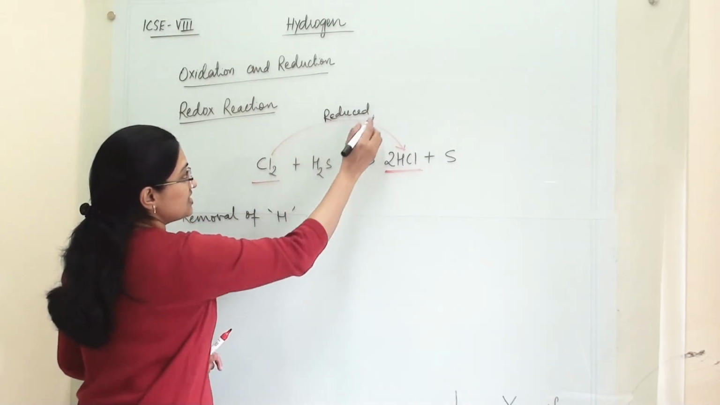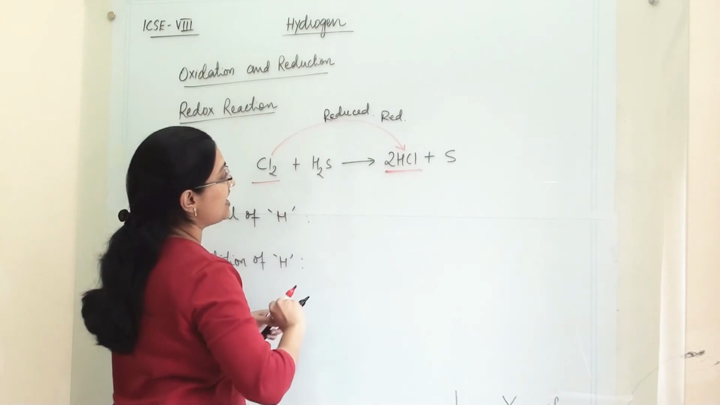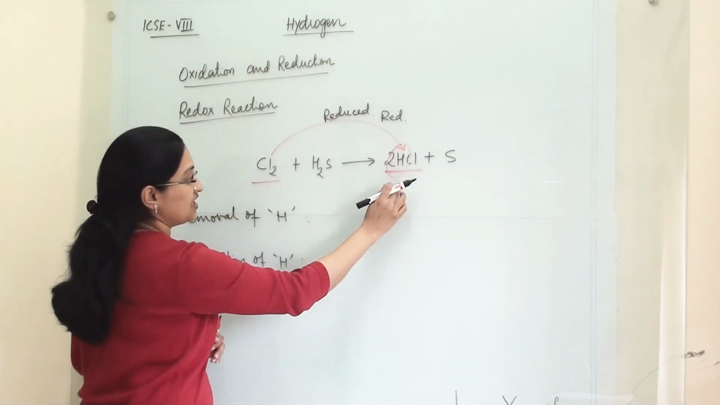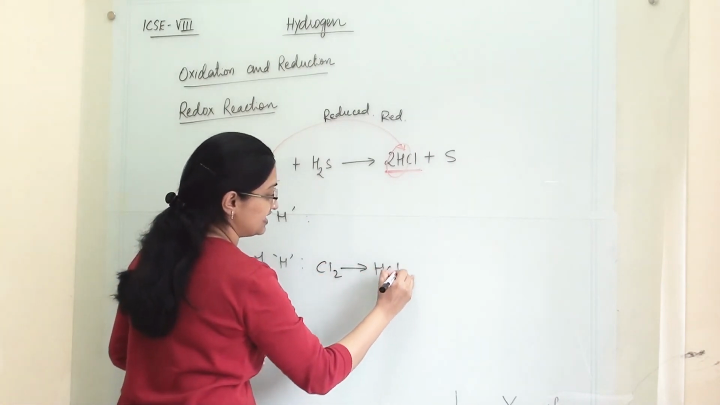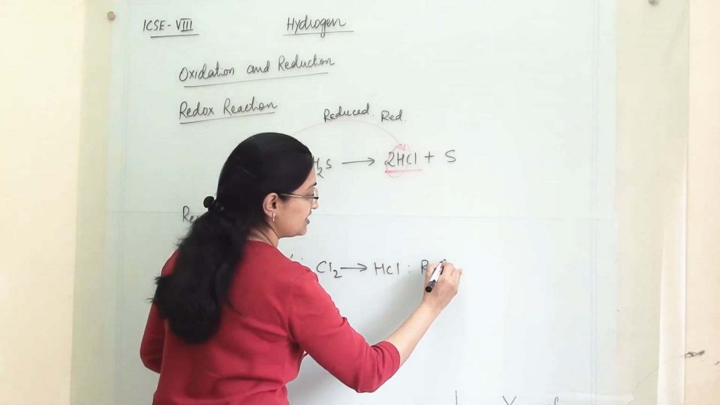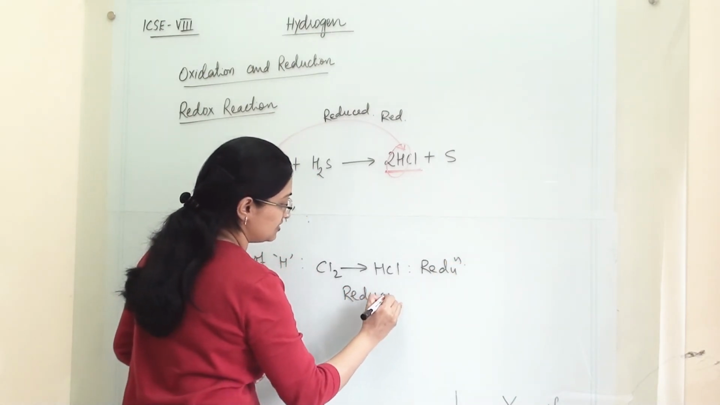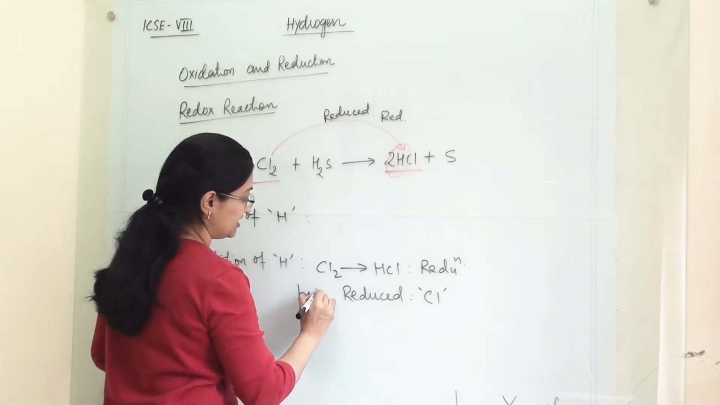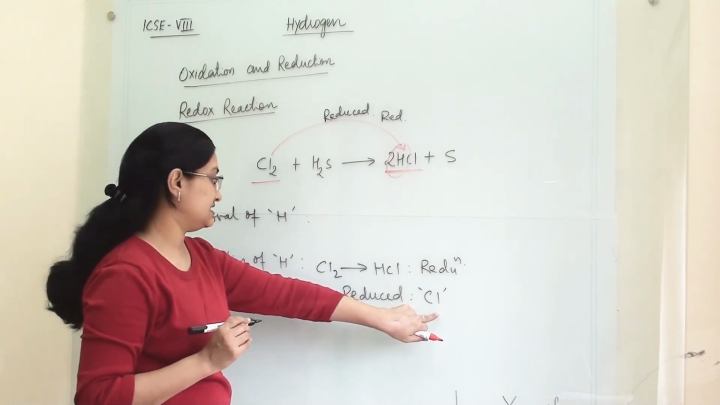So this is a reduction reaction because hydrogen is added to chlorine. So Cl2 has become HCl. So this is a reduction reaction, and which atom is being reduced? Then it is Cl. We can write that it is being reduced, then it is Cl.